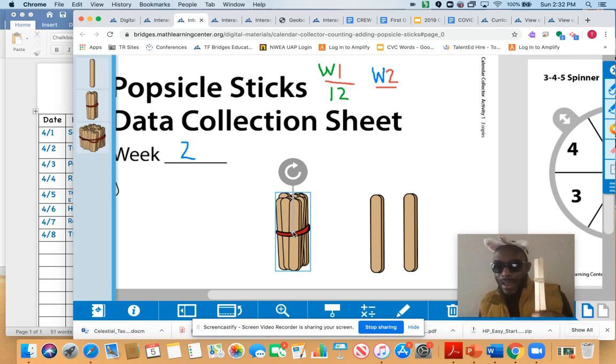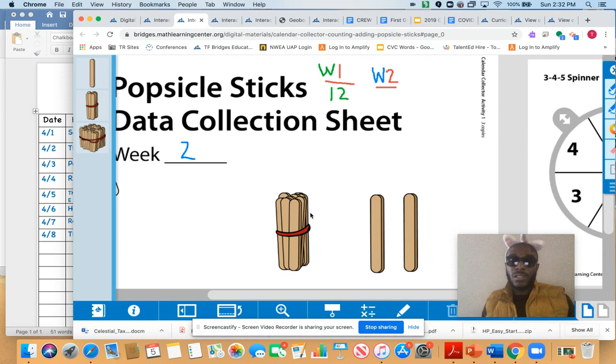So that's my 10. And I'm going to add 2 more. So 10, 11, 12. That's how you count it. You just go 10, 11, 12. So that's the same as 10 plus 2. 10, which represents my bundle right here, plus, I'm going to put it over top so you can see better. 10 plus 2 equals 12 altogether. There we go.